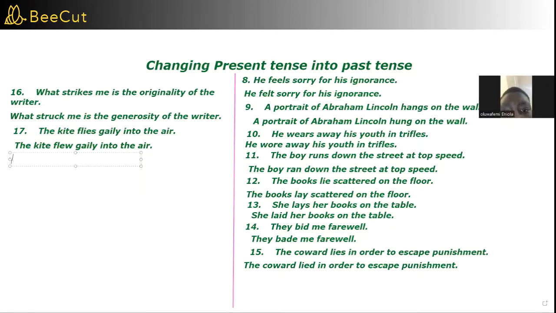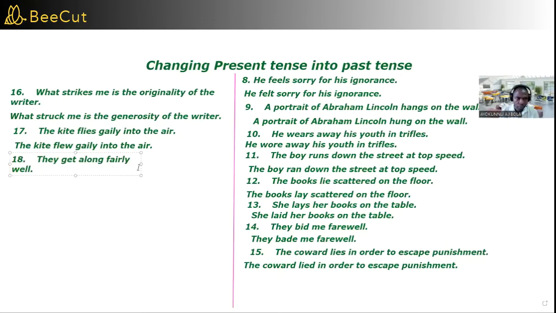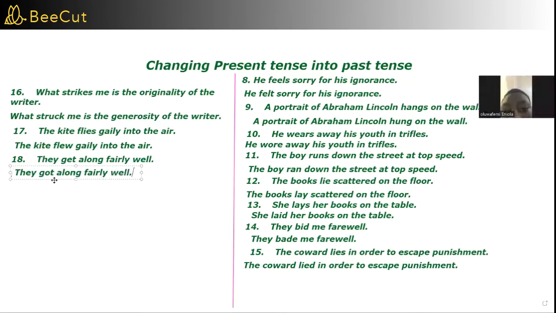So number 18. They get along fairly well, and that becomes they got along fairly well. So they got along fairly well. And number 19, which is the penultimate one.